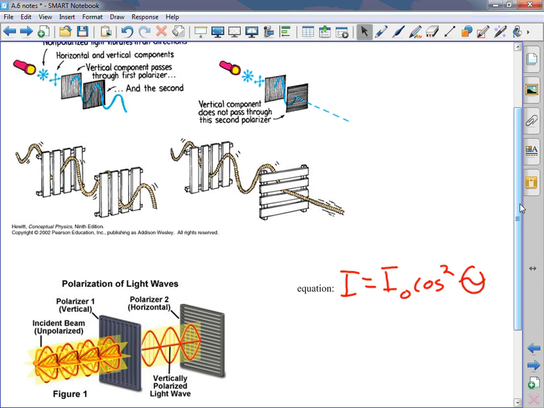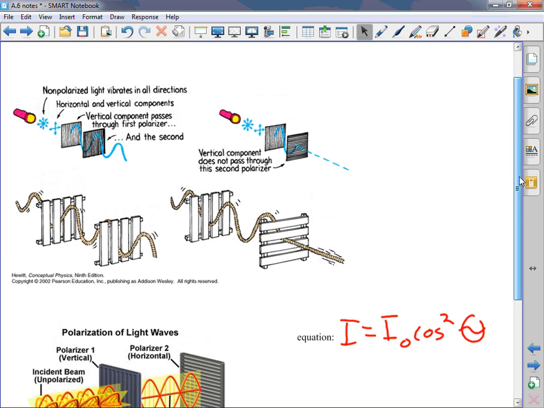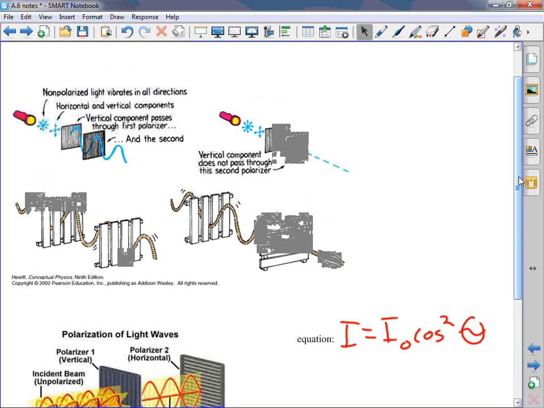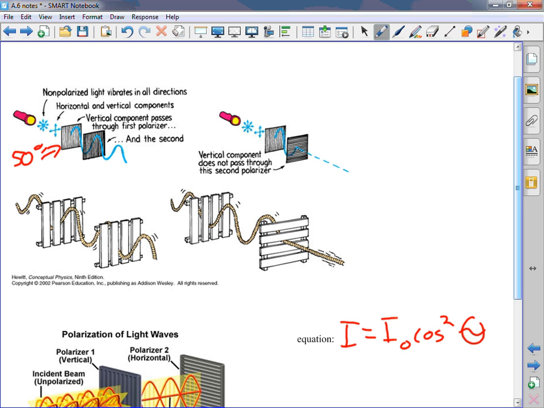You're letting through only a very small, precise component of that. In other words, it's so close that we call it polarized. Now, here's the thing you need to realize. Whenever light goes through the first polarizer, the light is cut in half. The first one cuts the light down 50%, right then and there.